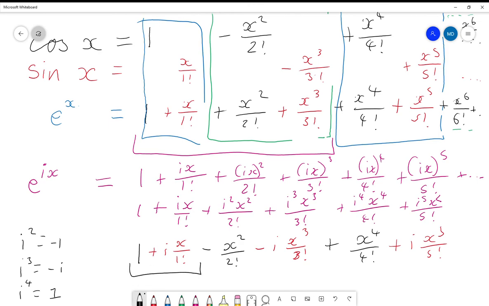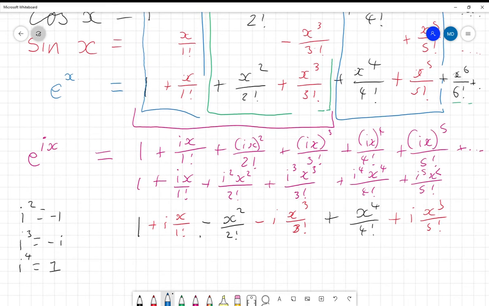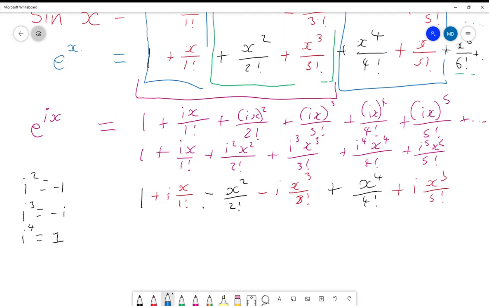We have the positives and the negatives in exactly the right places. The only thing that's a little bit odd is that we have these i's in front. So what we can do is write e to the ix is going to be equal to, and let's gather the terms that we want to be together. So 1 minus x squared over 2 factorial plus x to the 4 over 4 factorial plus ... although that's minus at that point.